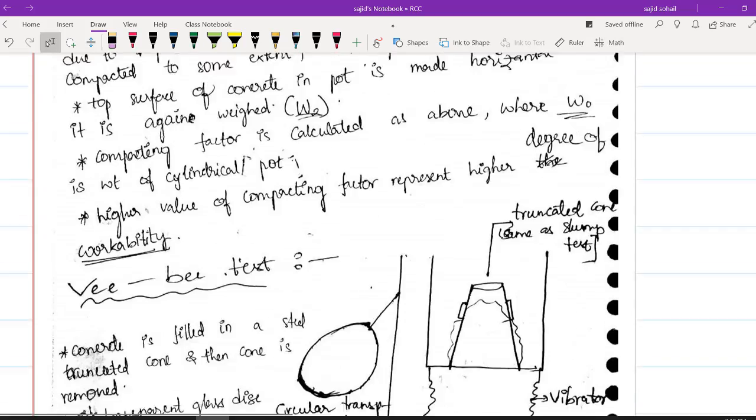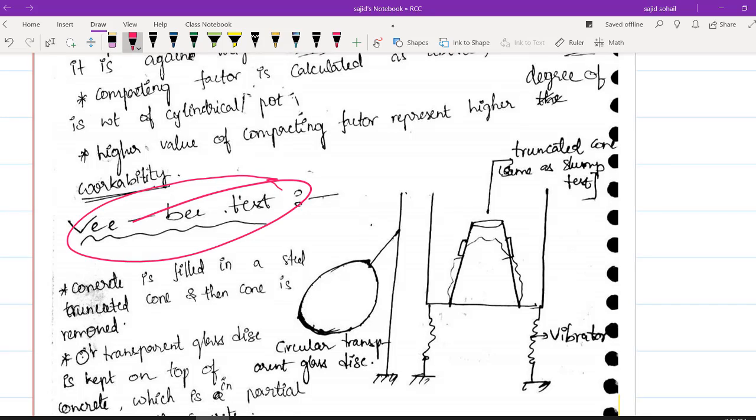Very simple test, right? And next we have the VB test. In the VB test, if the concrete is very rigid, obviously most of the concrete is not going and falling in my second container, or if you are doing the slump test, it is not showing any slump even after removing the cone, so your concrete looks almost the same. So for these concretes we have this VB test.